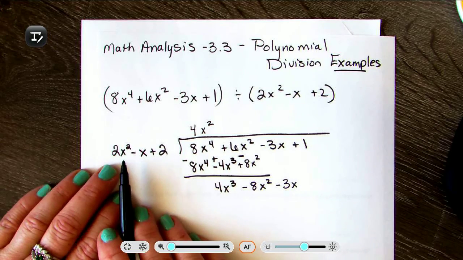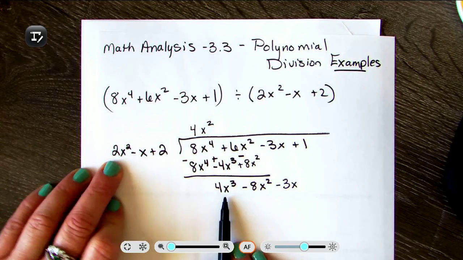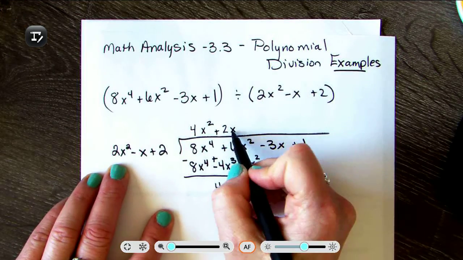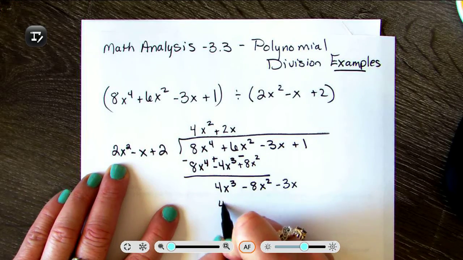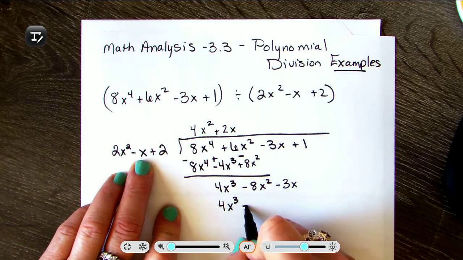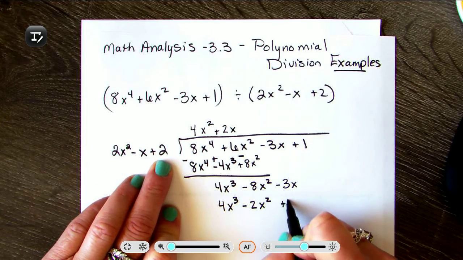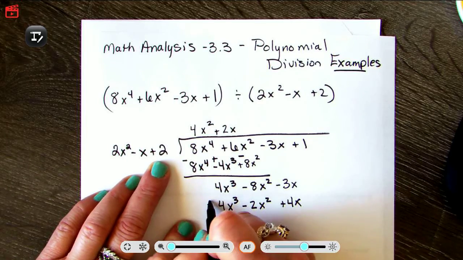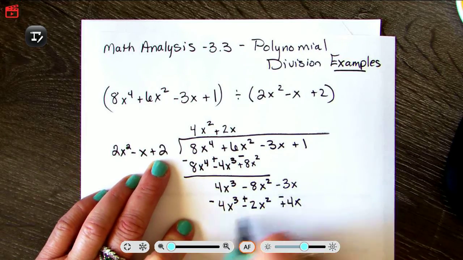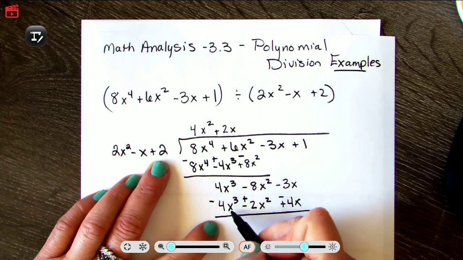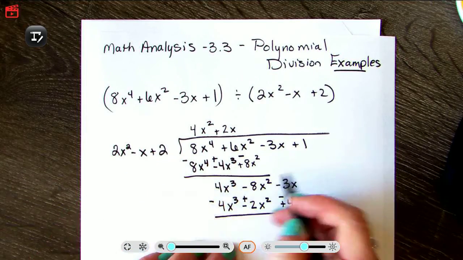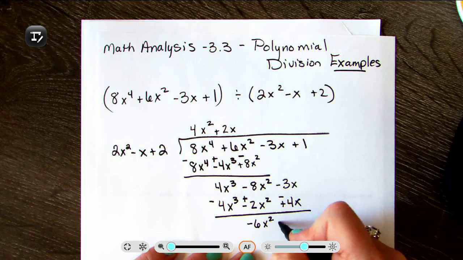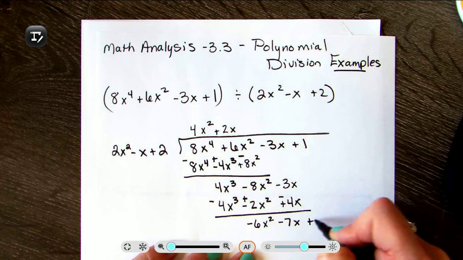Now we do the process all over again. So 2x squared into that 4x cubed gives me a positive 2x. Multiplying this by every term, 4x cubed minus 2x squared plus 4x. And we do want to make sure that those first ones work. Again, we're going to subtract, so we change our signs, and then I add. These will disappear if we did it correctly. This gives me a negative 6x squared minus 7x, and then bring down my constant term, plus 1.